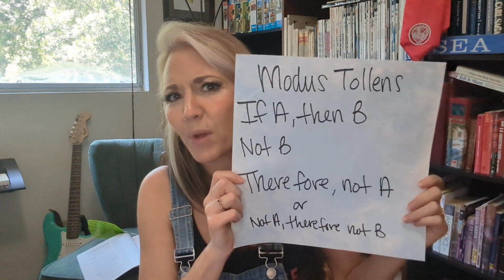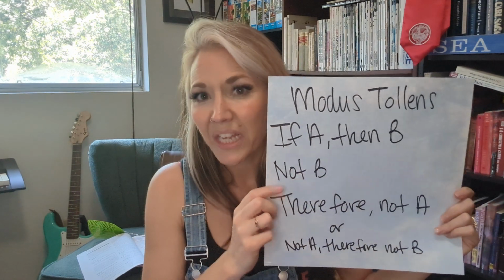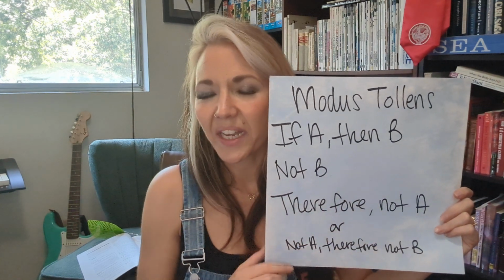Modus tollens would actually be the "not" version of modus ponens. If that doesn't make sense to you, that's okay. I'm going to show you what that looks like. All right, ladies and gentlemen, we have modus tollens. If A, then B. Not B, therefore not A.